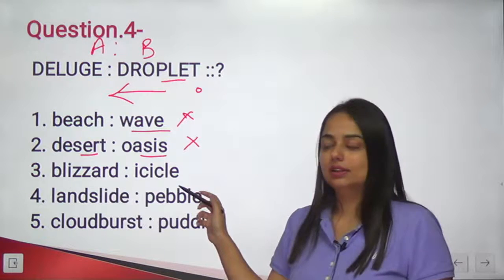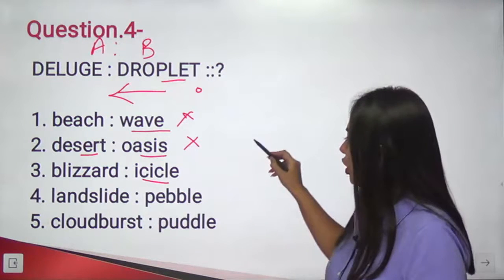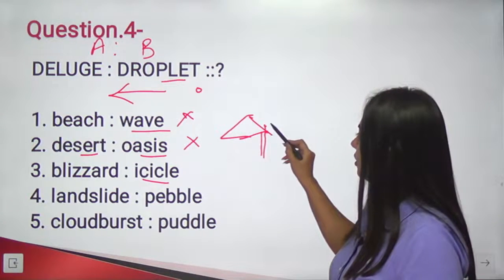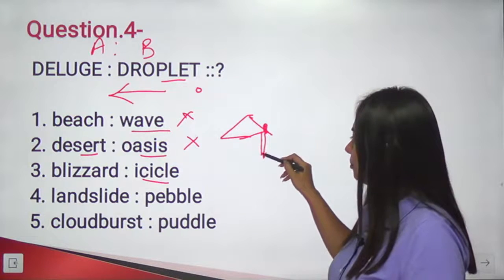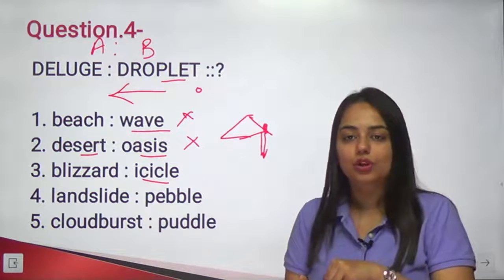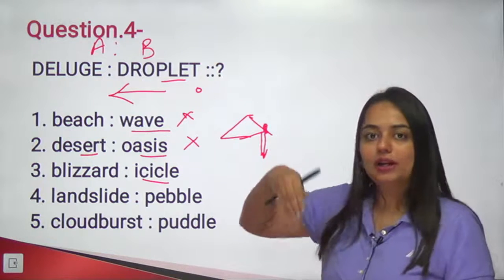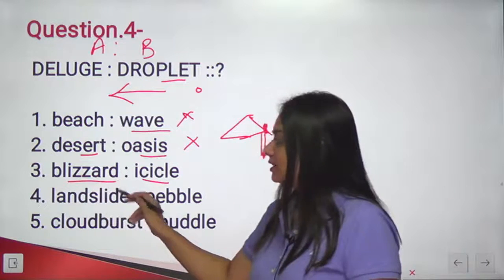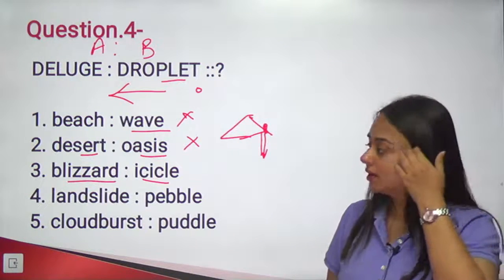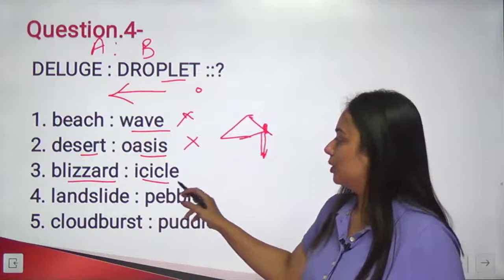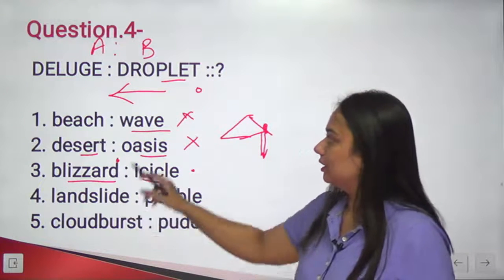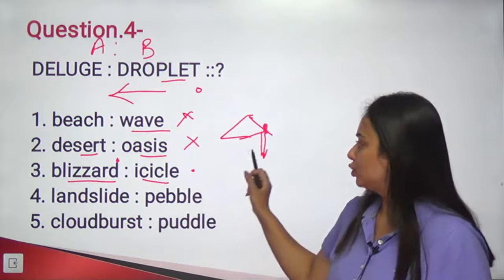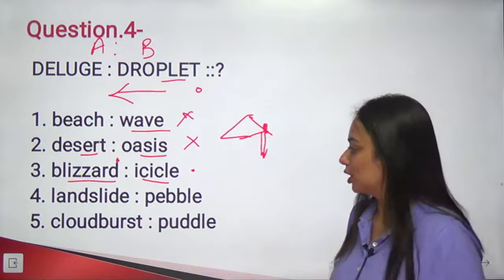Blizzard and icicle. Now what is an icicle? You know the dropping water whenever it drops off the roof. Let's say this is the roof, and water droplets are coming from this, and they get frozen by the time they reach the ground. So this canopy-like structure which is formed downwards and freezes is known as an icicle. And a blizzard is a storm of snow, right? So they are also not related in this way. We cannot say it has a smaller degree, it has a greater degree, like deluge and droplet have. A blizzard is a storm, and this is simply a structure that is formed, a downward canopy kind of structure.